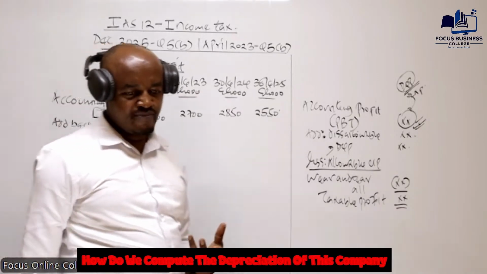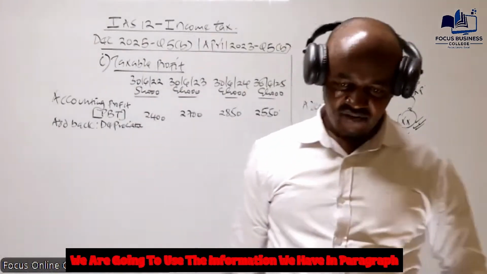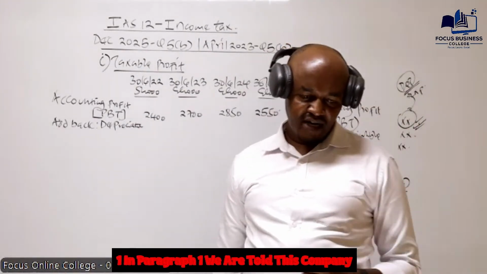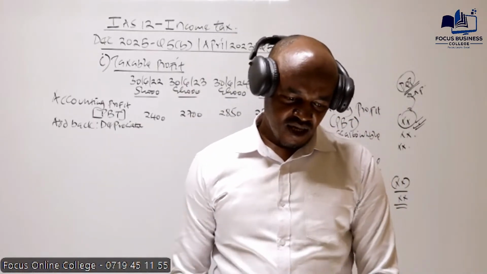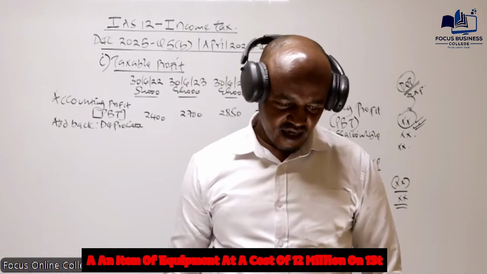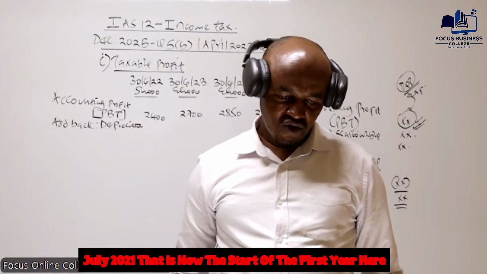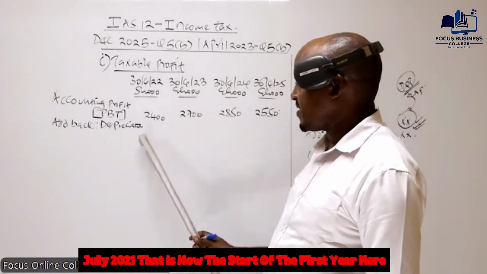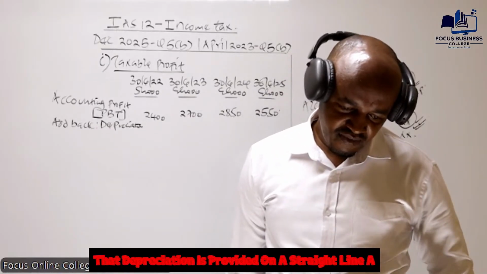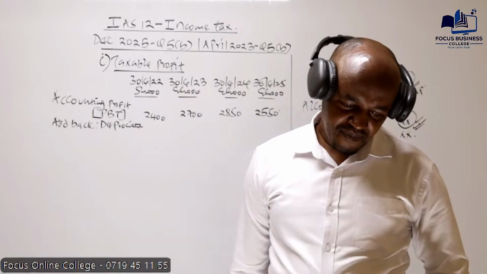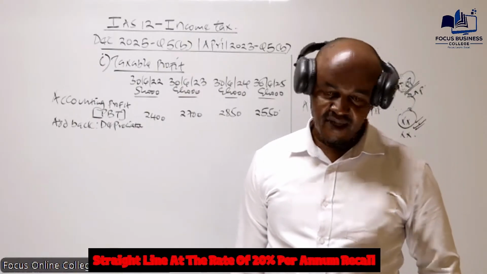How do we compute the depreciation of this company? We're going to use the information we have in paragraph 1. In paragraph 1, we are told this company purchased an item of equipment at a cost of 12 million on 1st July 2021. That is now the start of the first year here. And then you're told that depreciation is provided on a straight line at the rate of 20% per annum.